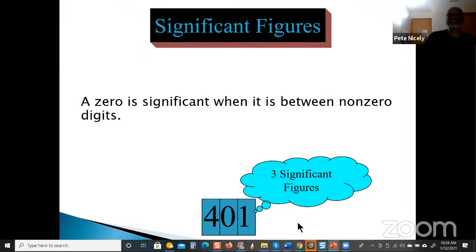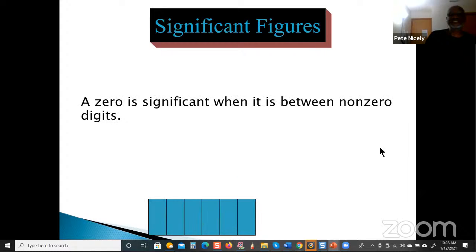Now, all the other rules that we're going to discuss deal with zeros in a particular situation. Okay, so this rule says a 0 is significant when it is situated between non-zero digits, all right? So here's an example, 401, all right? The 4, the 0, and the 1 are significant. The 0 is significant because it's sandwiched between the 2 non-zero digits, all right?